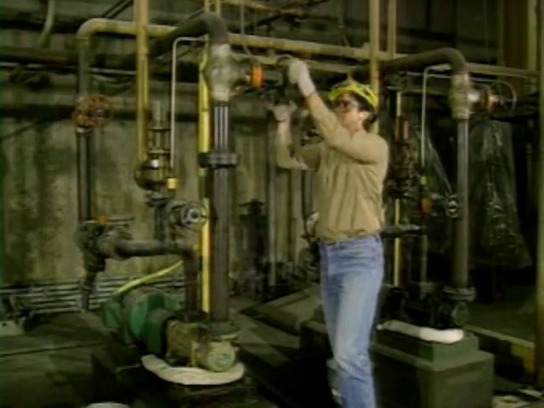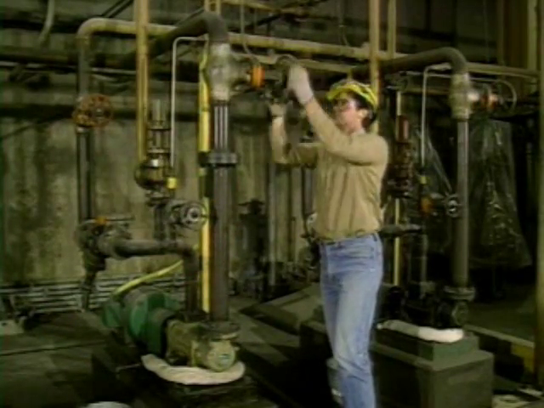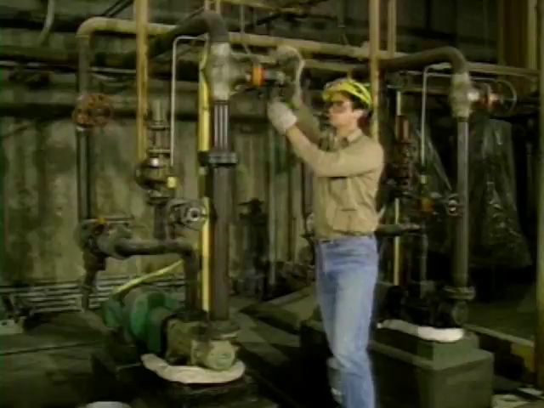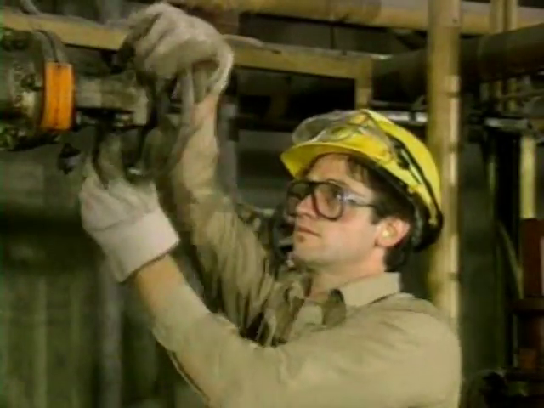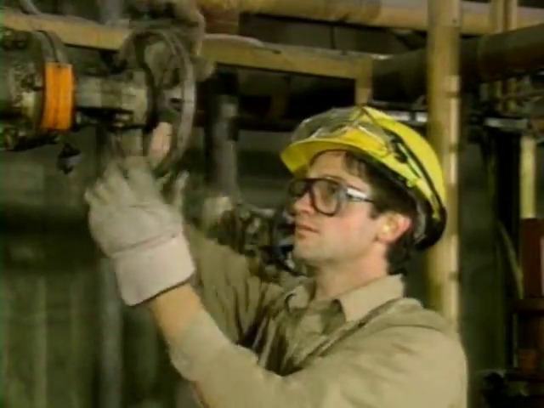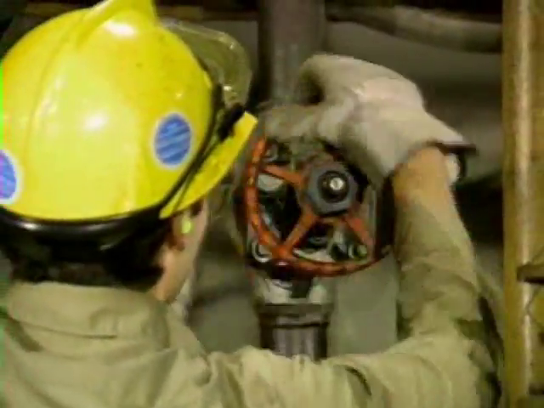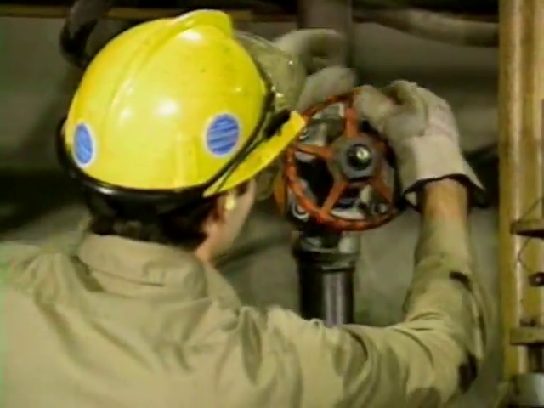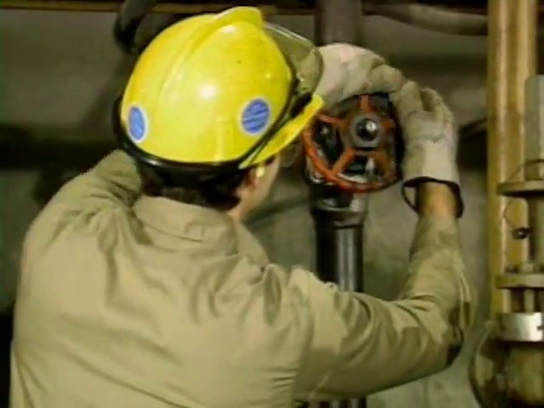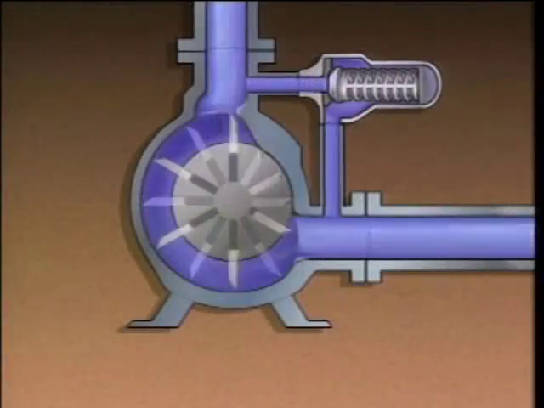The first step in the startup procedure is to line up a liquid supply to the suction of the pump. The operator does this by opening the valve in the suction line to the pump. The next step is to line up the discharge side of the pump. The operator does this by opening the valve in the discharge line from the pump.